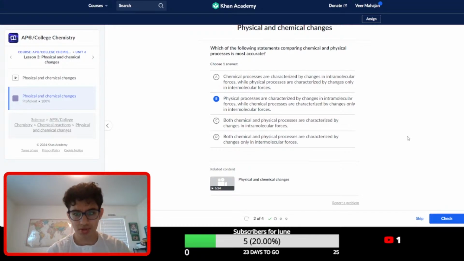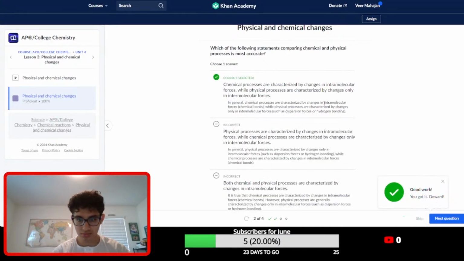Wait, no, maybe this is wrong. Intramural is like within a school, right? Like a sports thing or whatever. But intermural, I think, would be international, which means that it's like outside, I guess. So it should be this one then. Intramolecular, so that's forces within the molecules, and yeah, chemical bonds and dispersion force are hydrogen bonding.